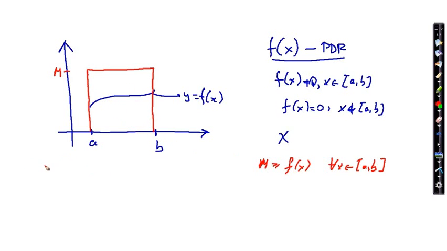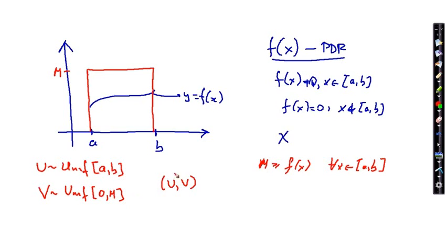I'm doing the following. I'm generating U, which is uniform. I know how to generate uniform one-dimensional numbers from AB. And then I'm generating V from a uniform distribution from 0 to m. And I'm considering the points UV. So I'm getting some points UV. UV will be in this rectangle. Say UV can be here, UV can be here, UV can be here.